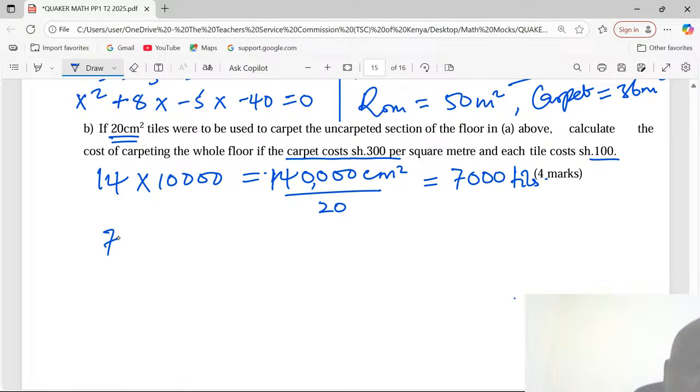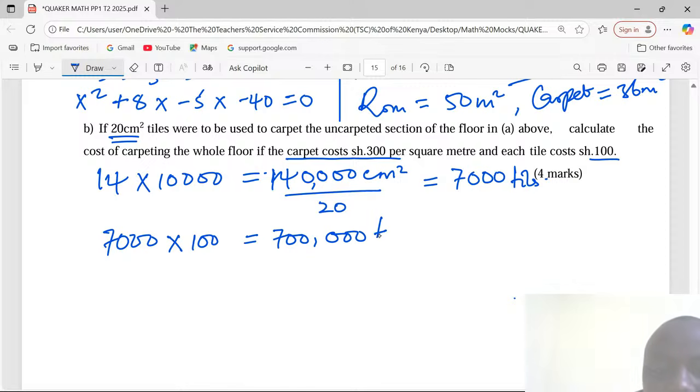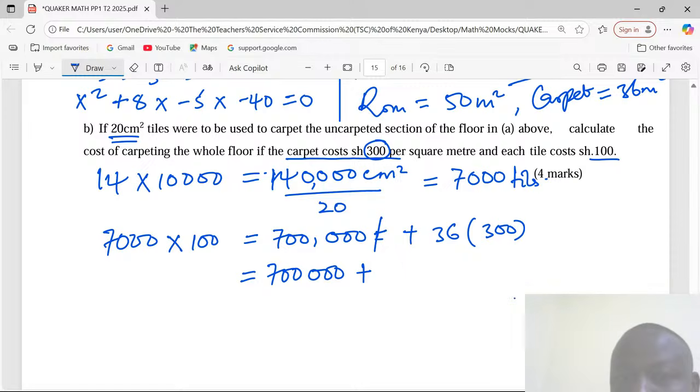Now 7,000 tiles being needed, each tile costing 100, this is going to be 700,000 Kenya shillings plus the carpet, which costs 300 per square meter. So the carpet is covering 36 square meters and it's 300 per square meter. So 700,000 plus. I think there is something which we are not doing right here.